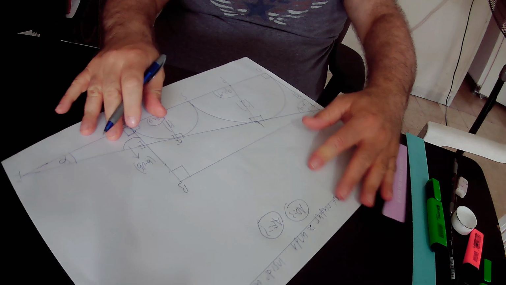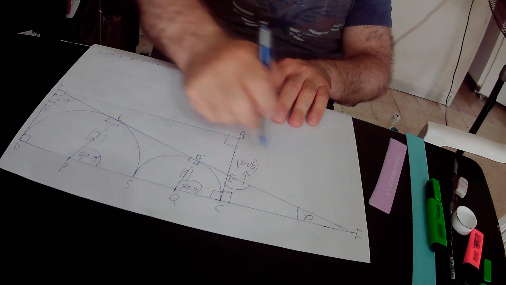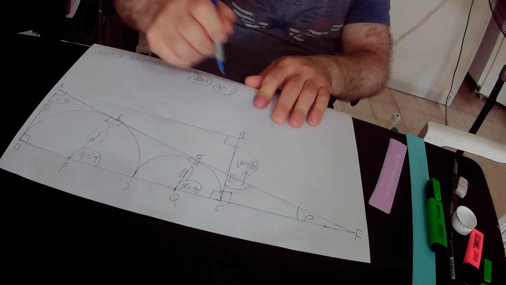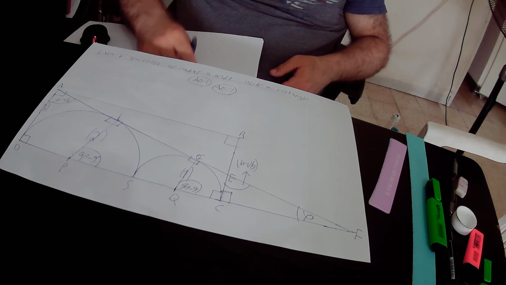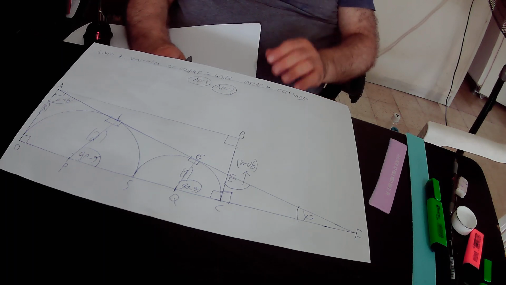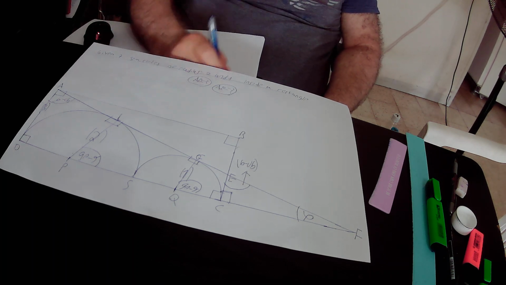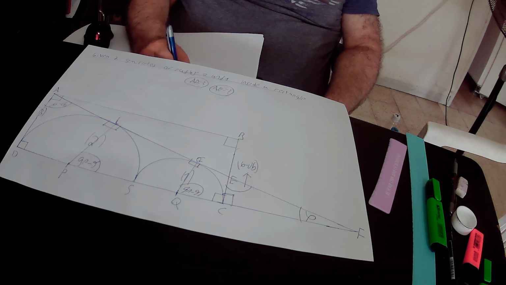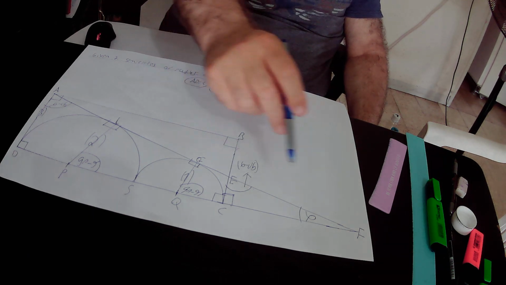In the next step, we prove that the big right triangle LPF is similar to this small right triangle GQF. So I write it down. We prove that the big right triangle LPF is similar to this small right triangle GQF.